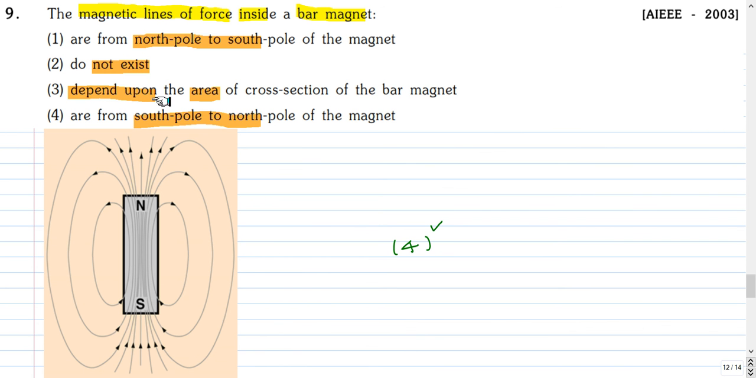The magnetic lines of force will start from north pole and will terminate at the south pole in the external region. And since magnetic field lines are closed loops, inside it should travel from south pole to north pole such that it forms a closed loop. The correct option is option 4.